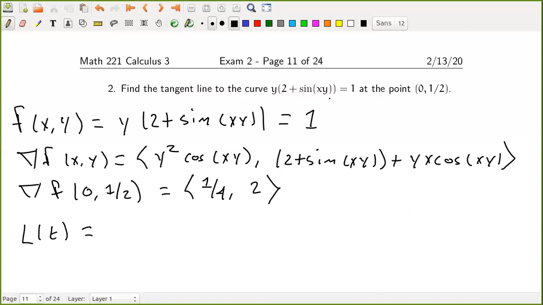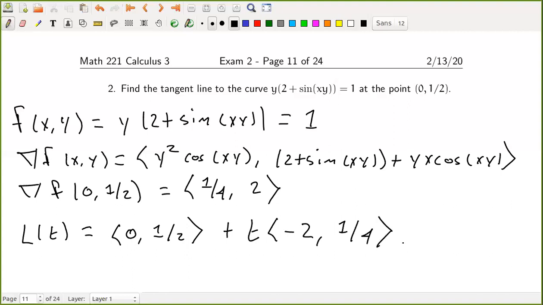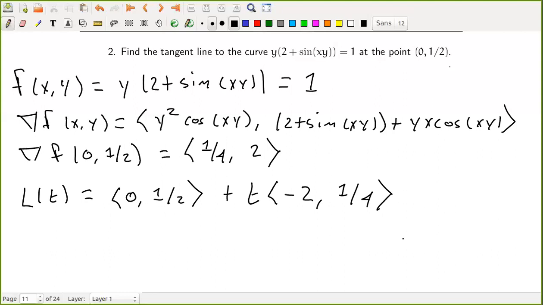Okay, so then if you want a vector parameterization, remember we need two things. We need a point on the line, which is 0, 1/2. There's obviously infinitely many points on the line. We just need any point. We're given 0, 1/2, so that's what we're going to use, plus t times a vector that is parallel to the line. Again, we just need any vector that is parallel to the line. So we'll just find some vector that is perpendicular to the gradient vector, and the easiest one is -2, 1/4. Okay, so this is a vector parameterization of the line.